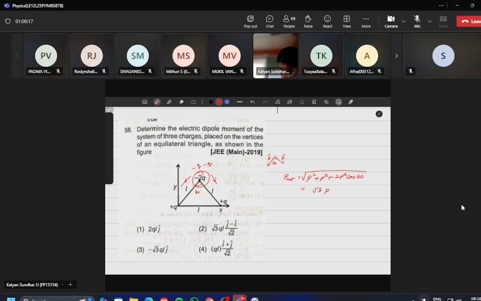Which direction? Whichever way you split the dipole moment, what happens? This is the dipole vector. So you resolve it into components like this, and the same on the other side. These two will cancel. They are directed in which side? X axis, negative of y axis direction, right? Here they haven't given x and y, but with respect to the options, we can easily find it out.